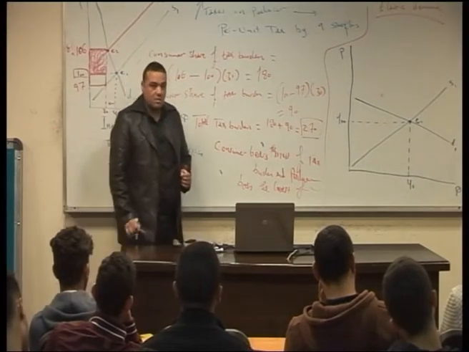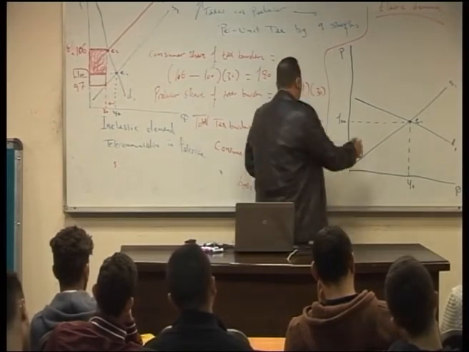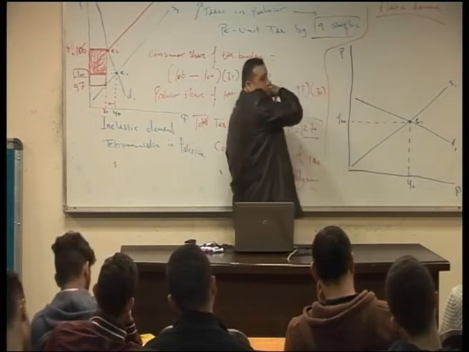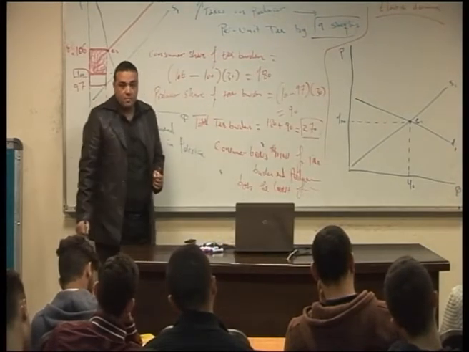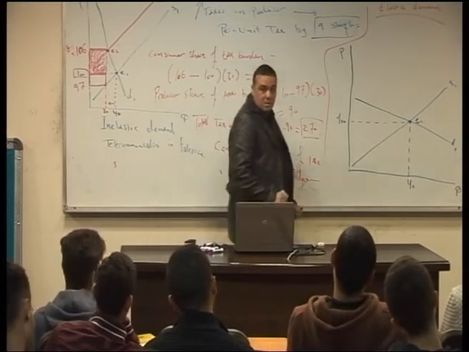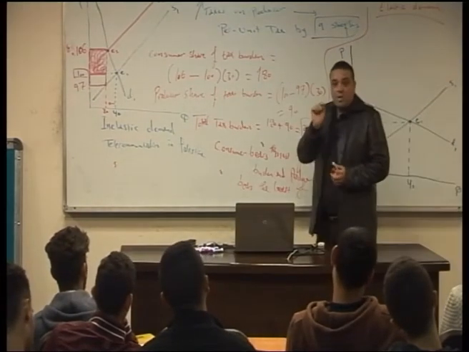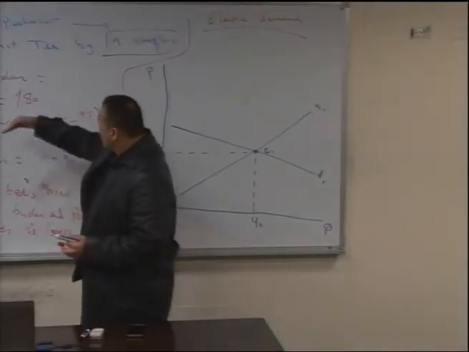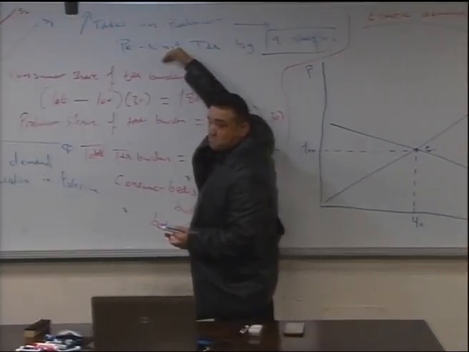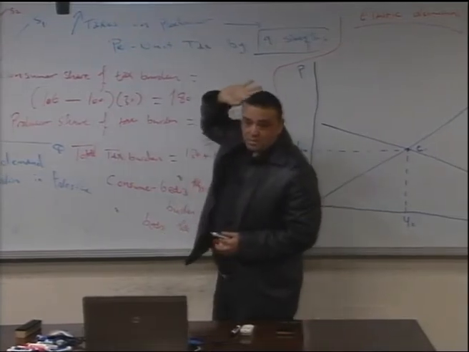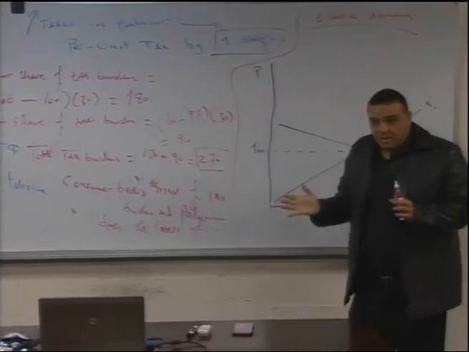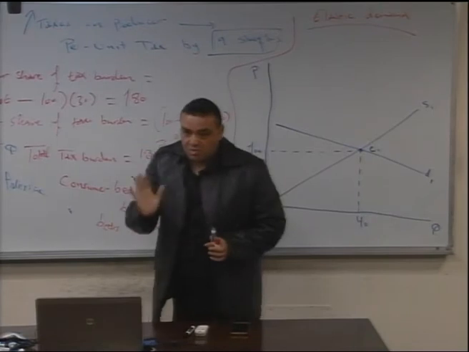Let's assume that the government imposed a tax of 9 shekels, the same as the previous example. What will happen? Supply shifts left. And here we say that the per unit tax is imposed on the producer, not on the consumer. On the consumer, it's another issue.